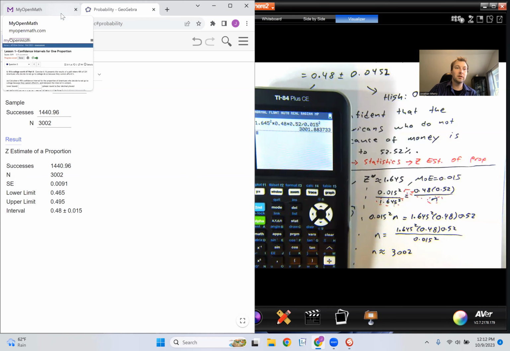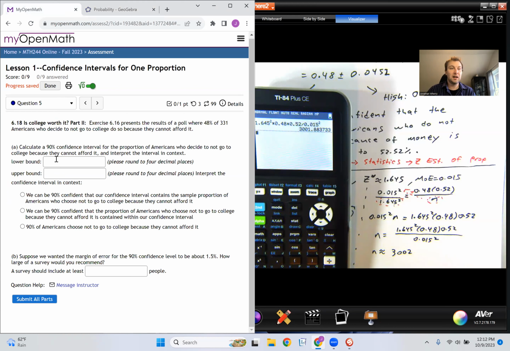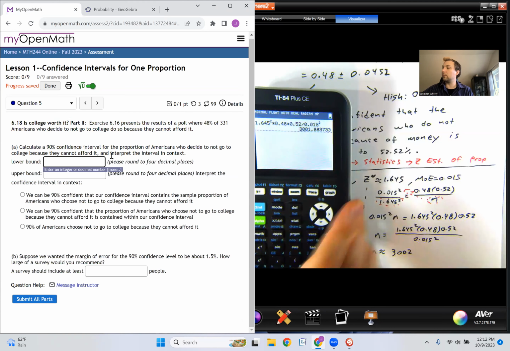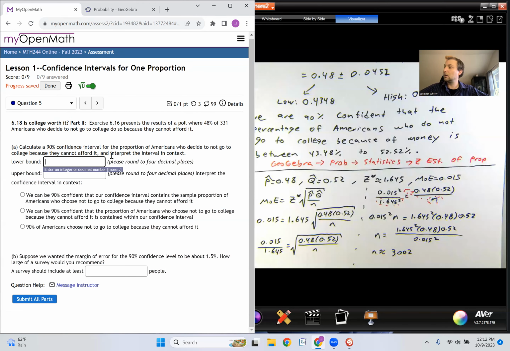I'm going to type these results inside of MyOpenMath. It says type in the lower bound, and it wants it to 4 decimals. So it wants it in the decimal form. My interval was 43.48% on the low. And on the high, I have 0.5252. And I just clicked that, but I'm reading these.